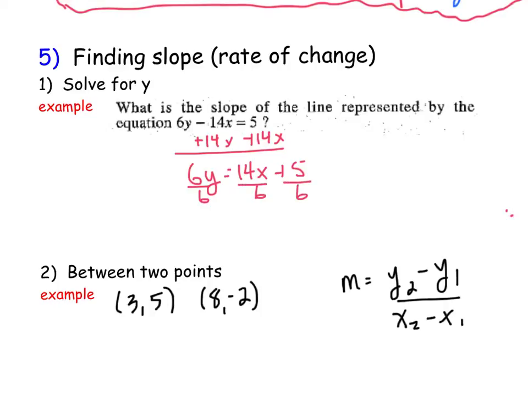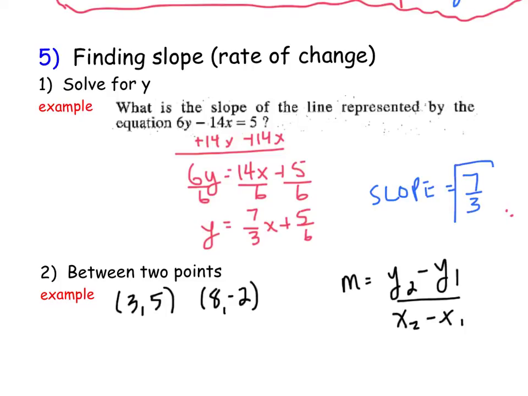So to get y by itself, all I had to do was subtract, or add, in this case, 14x, and then divide everything by 6. So now 14 over 6 reduces to 7 over 3. And then 5 over 6 is the y-intercept. But really all I cared about in this question was what the slope was. So in this particular question, the answer would be 7/3. Not 7/3 x. The slope is the number that is with the x.